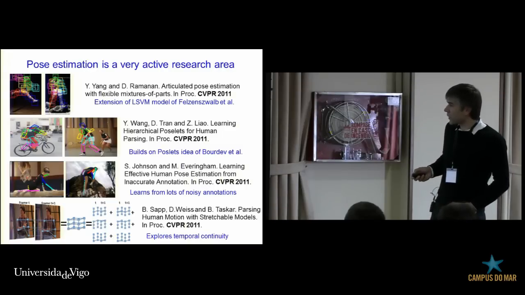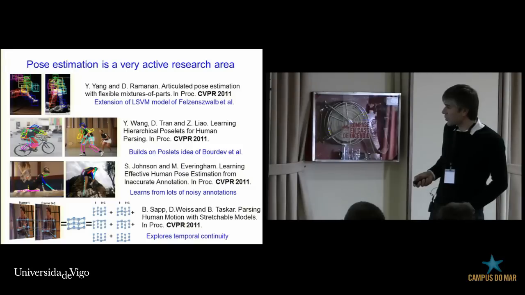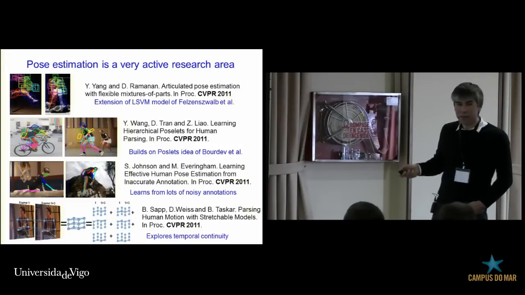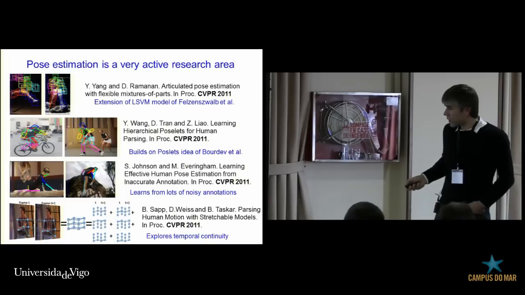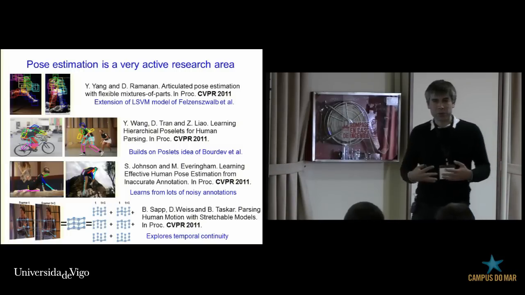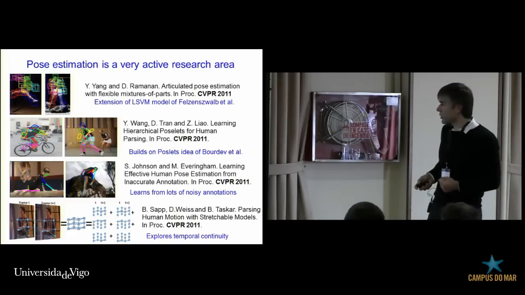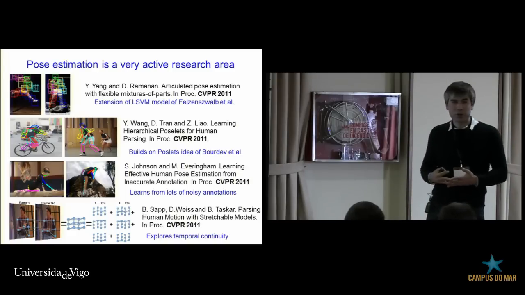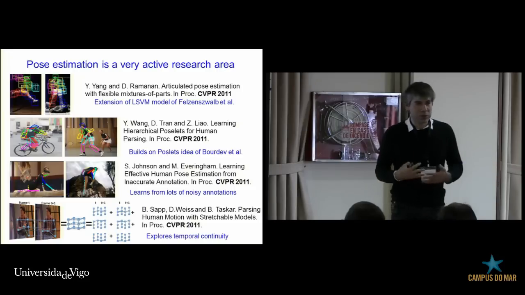So what are the differences between these? All these 3 are on static images, while this one tries to do pose estimation over time and get some temporal constraints helping the pose estimation. There are also some issues with how to train the model, for example, where you get the training data.